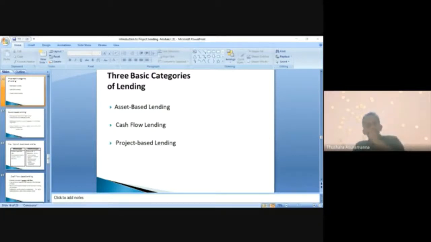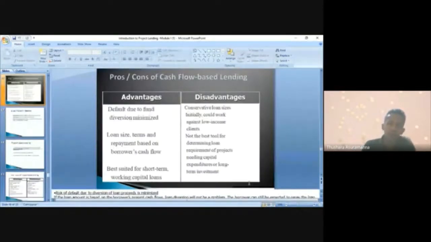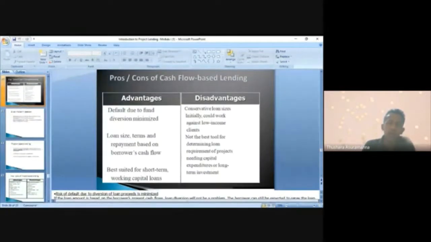What do you mean by that? Default due to fund diversion minimized. Any thoughts?